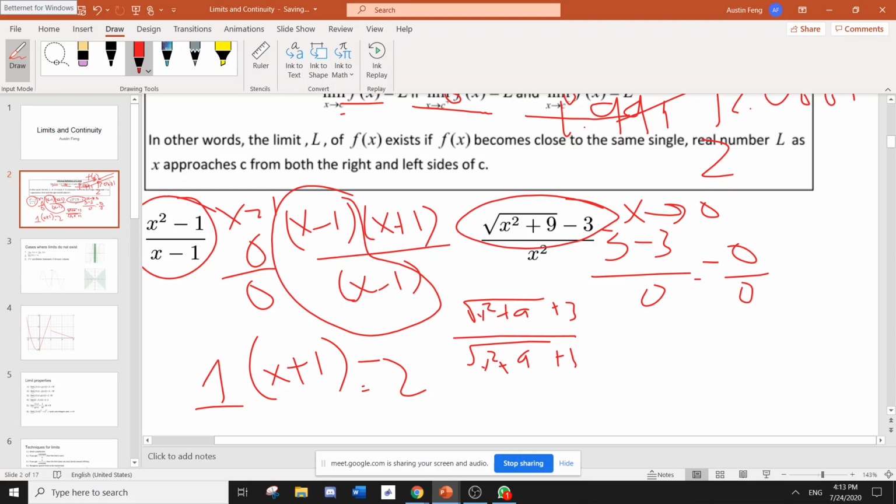And then when we multiply it out, we get x squared plus 9 minus 9, all over x squared times the square root of x squared plus 9, plus 3. Sorry for my bad handwriting, because I'm typing on a computer. You can cancel these out, and then when you plug in x equal to 0, we get 1 over 6.